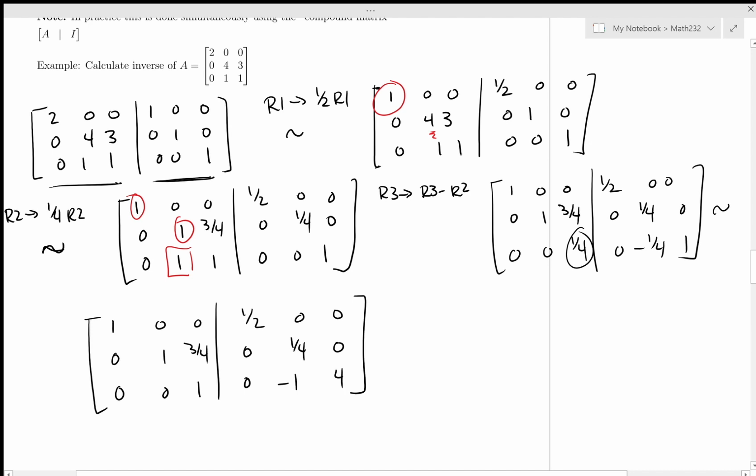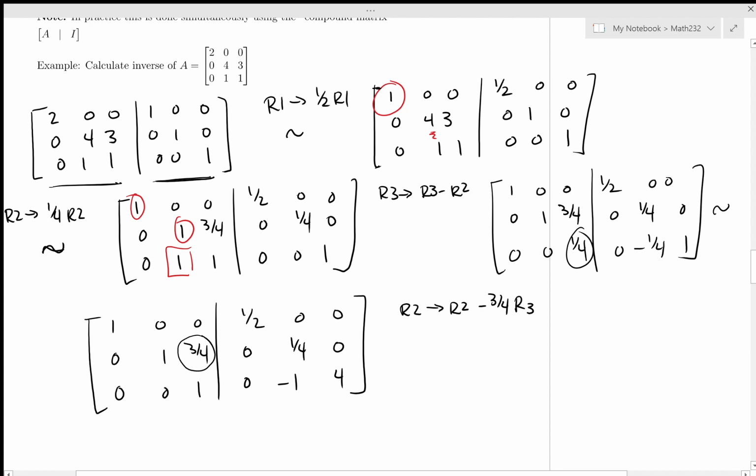Okay, then my final task is, because I want this to be in reduced row echelon form, every column with a leading 1 has to have all other entries be 0. So I am looking at that 3/4, and I need to fix that. And so I'm fixing that in this manner. I am taking row 2, and I'm going to replace it with row 2 minus 3/4 row 3.